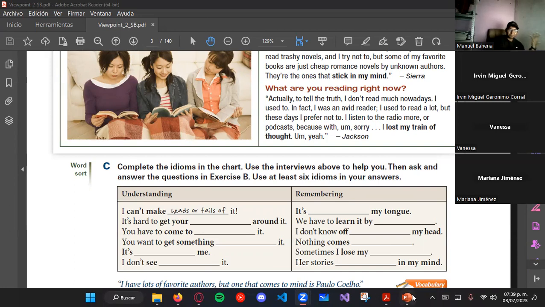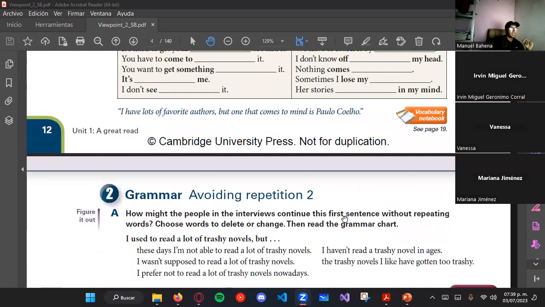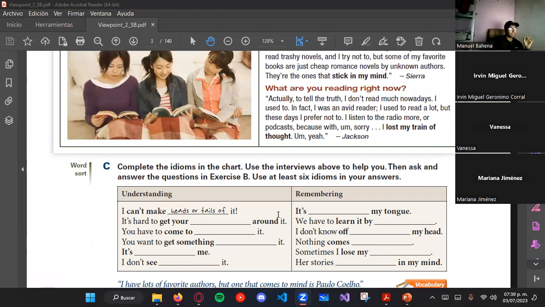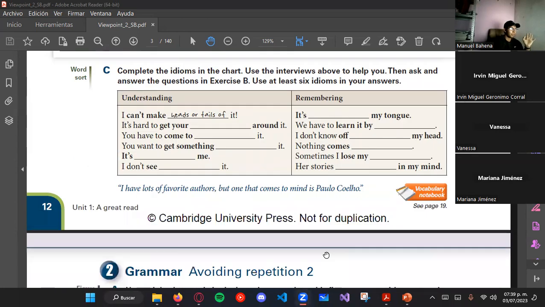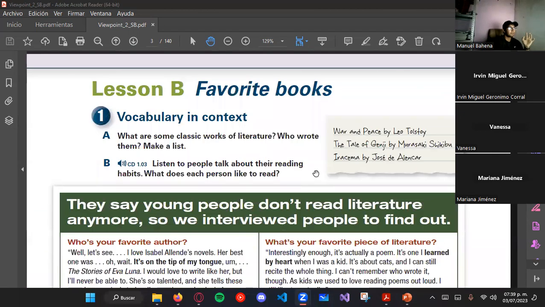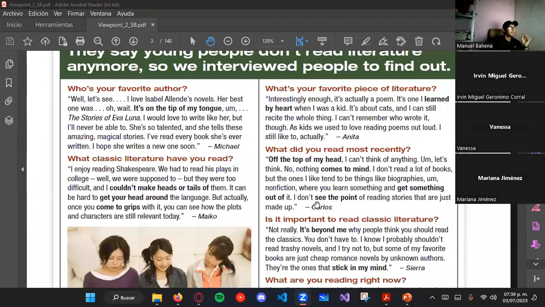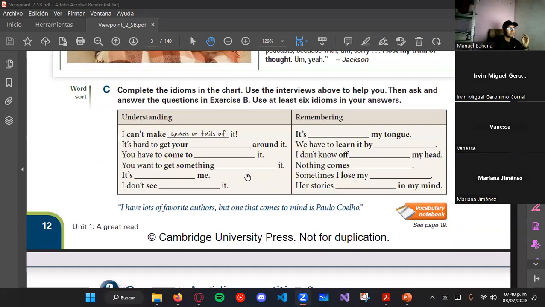Actually, before we do this exercise, let's do this first. Please complete the idioms in the chart. Use the interviews above to help you. Then answer the questions in exercise B. Use at least 6 idioms in your answers. But first, let's complete this chart.